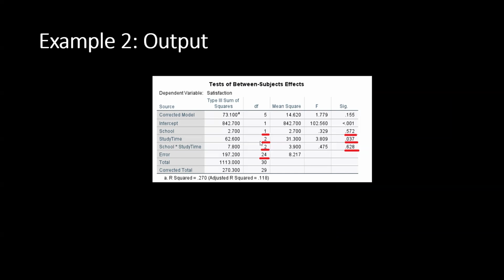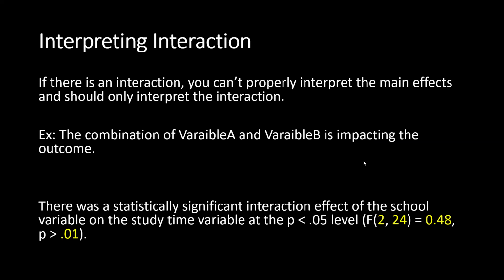So if this value for school and study time was, I don't know, 0.01, well, that would mean that the interaction was significant, and we'd have to proceed with caution. So again, pretend that study time is still significant, still 0.037, and school is still not significant, still 0.572. But we'll say that school and study time is also significant, 0.01 or something like that. This is how we'd proceed.